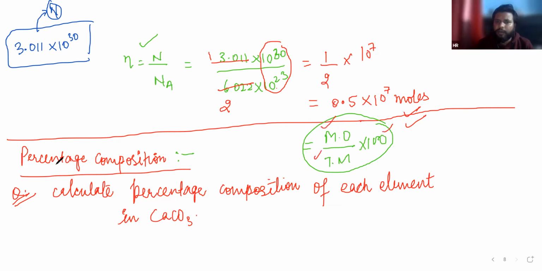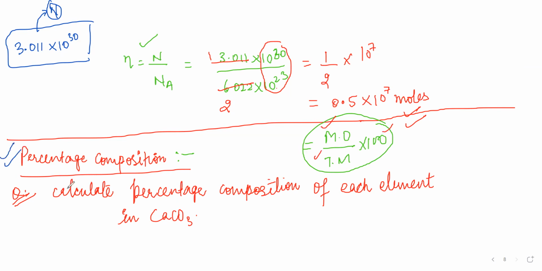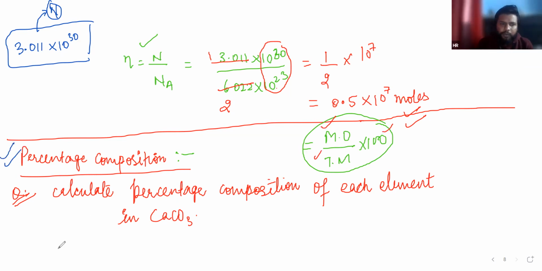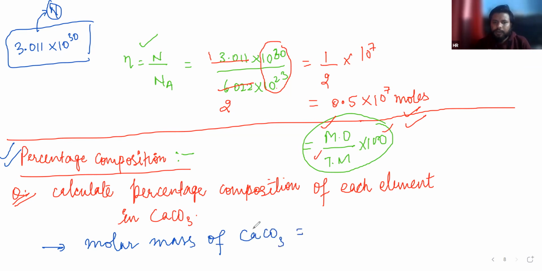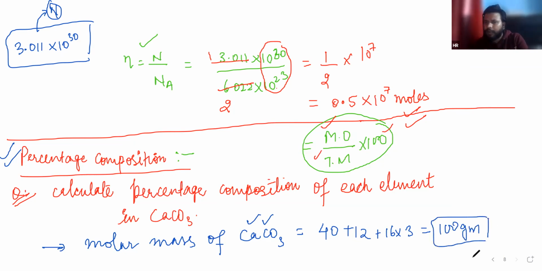Yes, sir. In the same way, we calculate the percentage composition of each element in any compound, with first the molar mass of the compound, molar mass of CaCO3. So mass of calcium equals 40 plus mass of carbon equals 12, and mass of oxygen equals 16 into 3, that will be 48, and if you calculate it, you will get 100 gram. So the total mass of the compound is 100 gram.